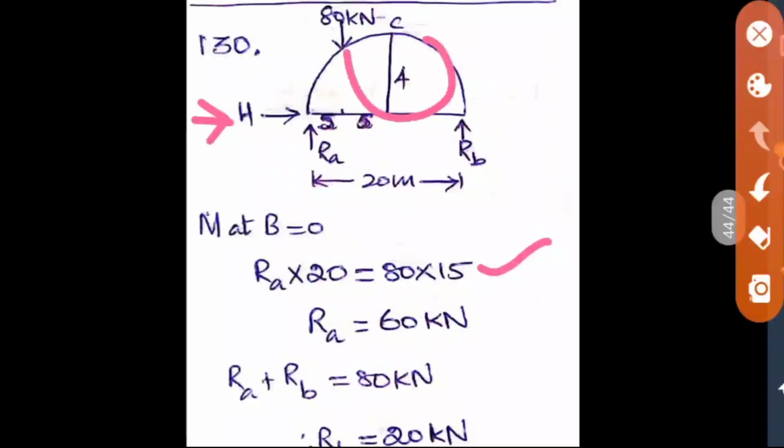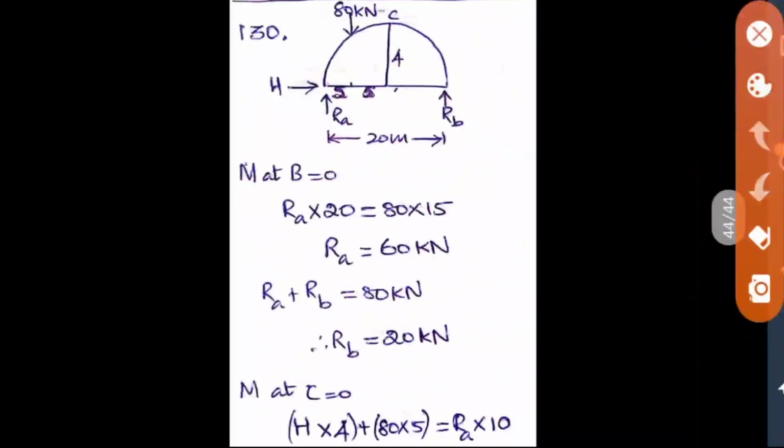This 80 will be acting like this and RA will be acting like this, so I have written equal to. So on equating, we will be getting RA is equal to 60 kilonewton, and we know that the upward reaction will be equal to the downward reaction. So RA plus RB will be equal to 80 kilonewton, so that RB will be equal to 20 kilonewton, obviously.